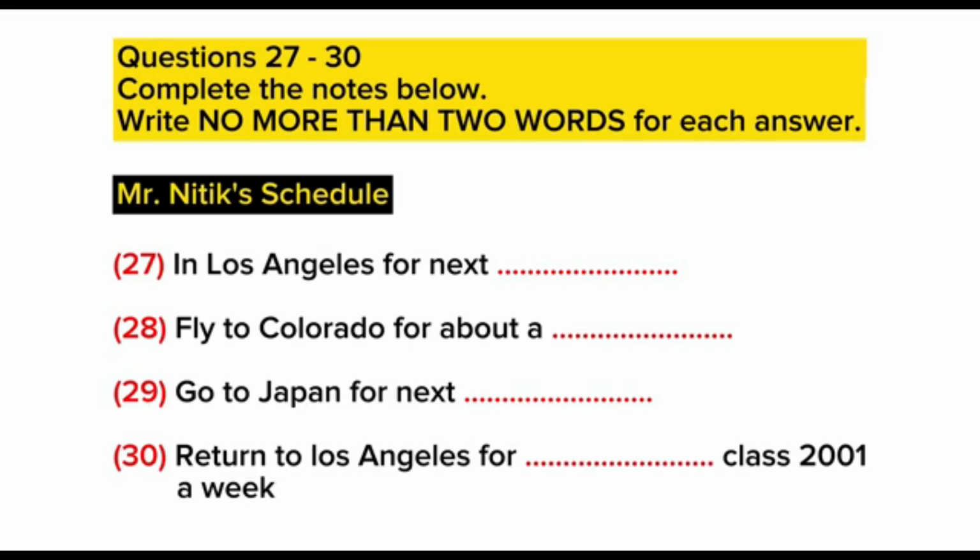Well, I'm in Los Angeles for the next 2 days, and then I fly to Colorado to meet a new prospective professor for our university. I will be in Colorado for about a week. Then I go to Japan for the next 10 days to meet with our university branch in Japan about record sales there. After that, I return to Los Angeles for a week, just in time for the graduation of the class of 2001. There you have it, my next month's schedule.